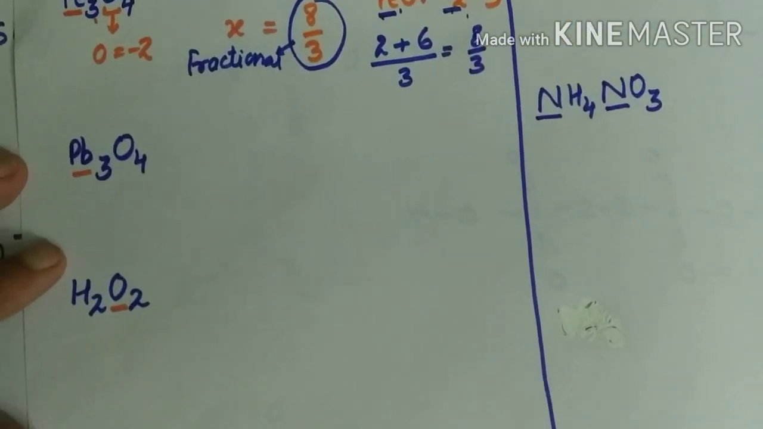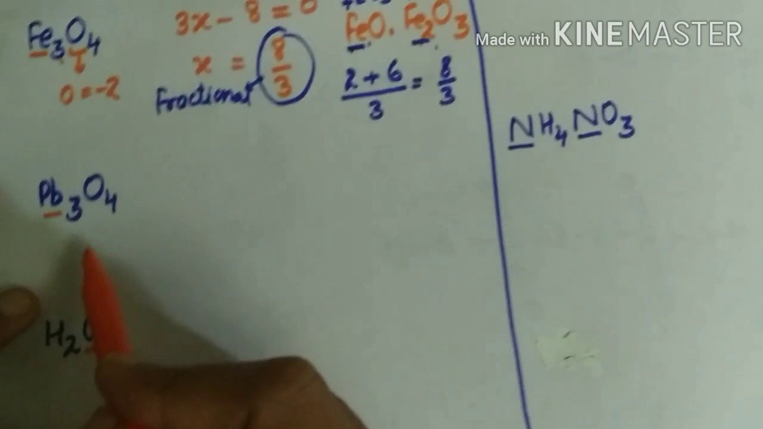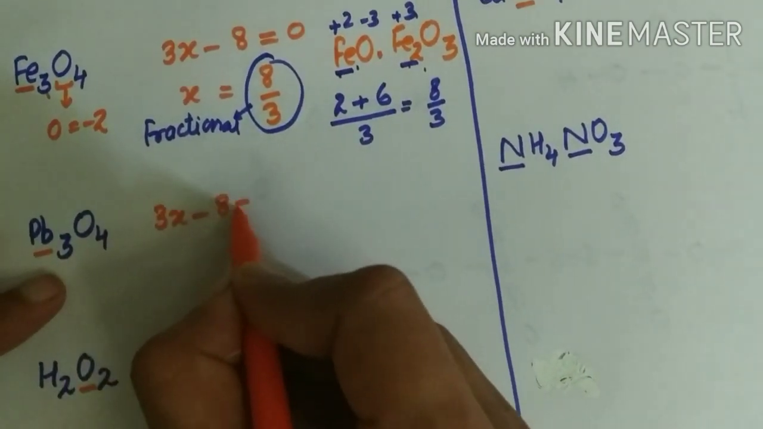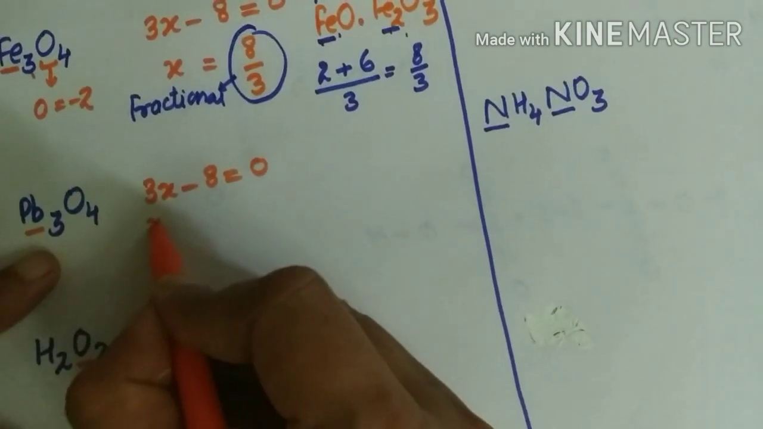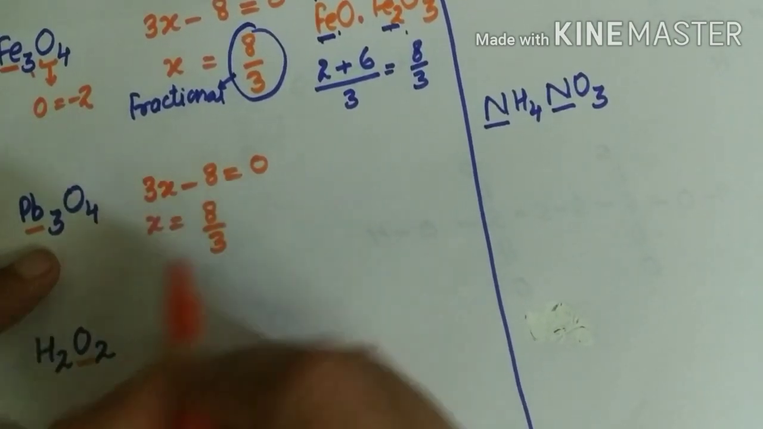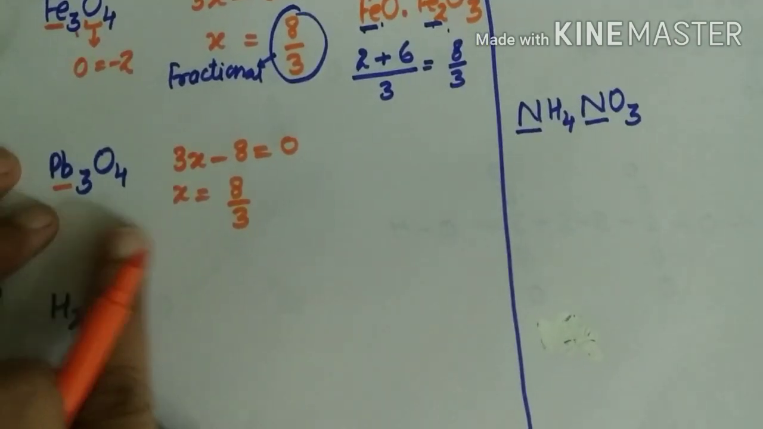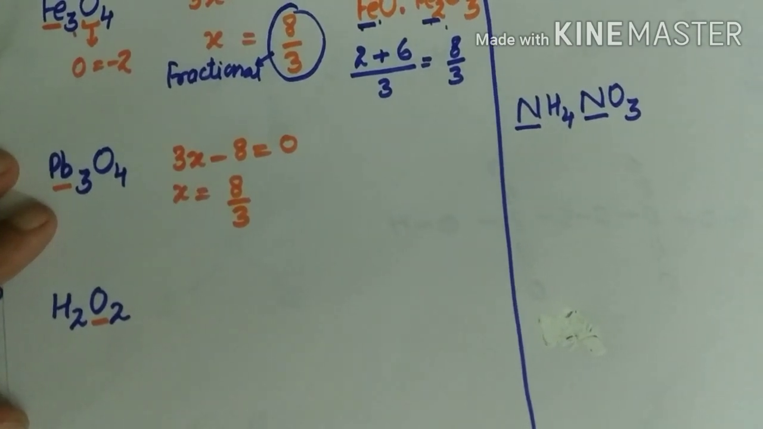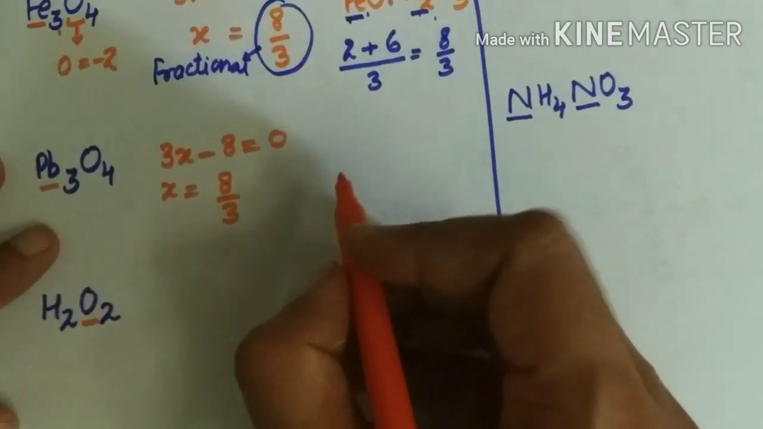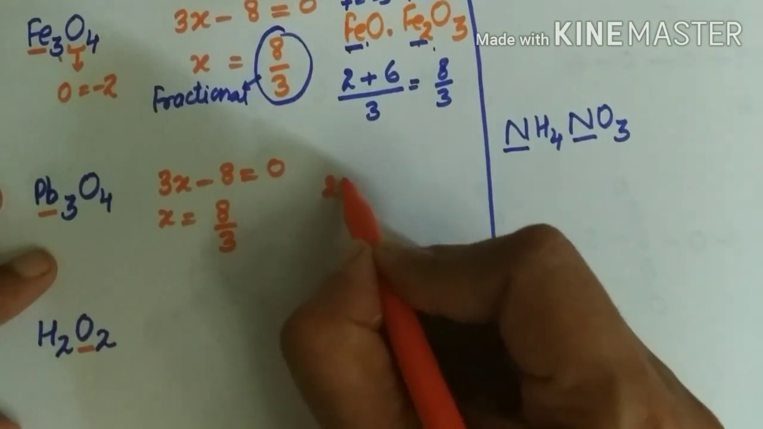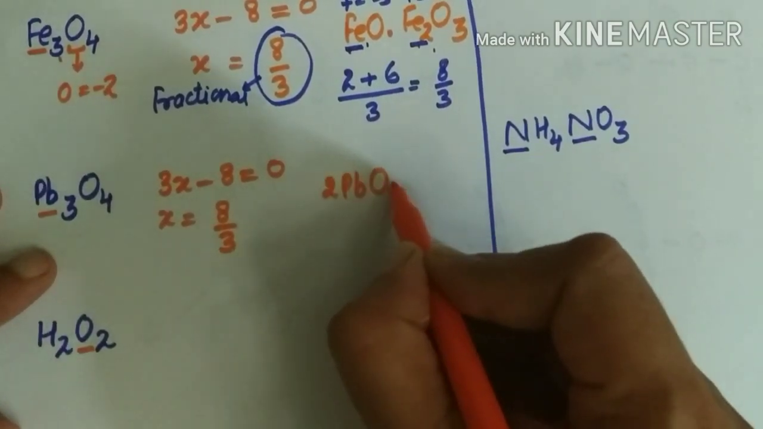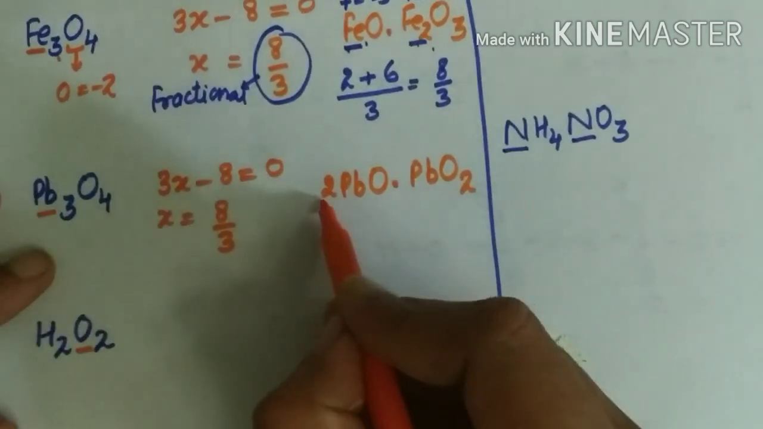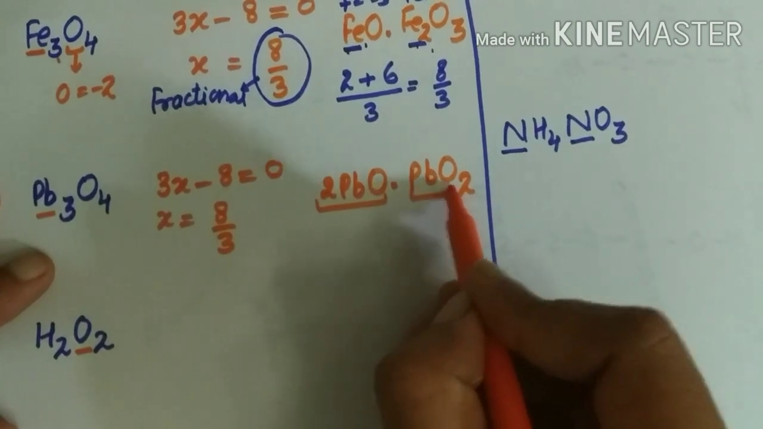Now let us take the next example, Pb3O4. Here again 3X minus 8 is equal to 0 and X comes out to be 8 by 3. So here also we see that the fractional oxidation state is an average. It is also a mixture of two oxides. The formula is written as 2PbO.PbO2.